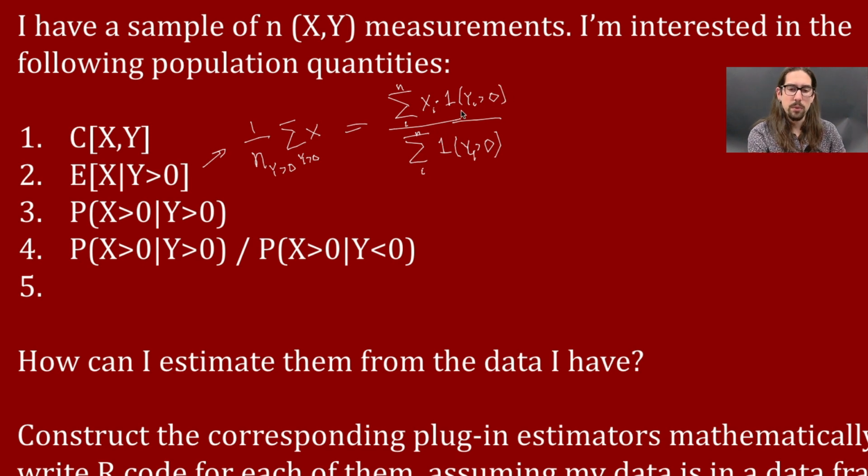Right? Because that way, if y is greater than 0, I get the value of x. It's just x times 1. But if y is not bigger than 0, then this is going to be 0, and that term is not going to appear in the sum. It's canceled out. So this is a more formal way of writing this, but I think this is much more clear, right?